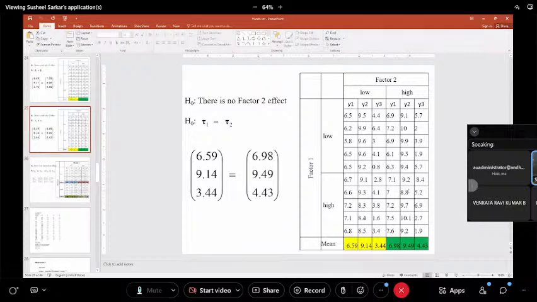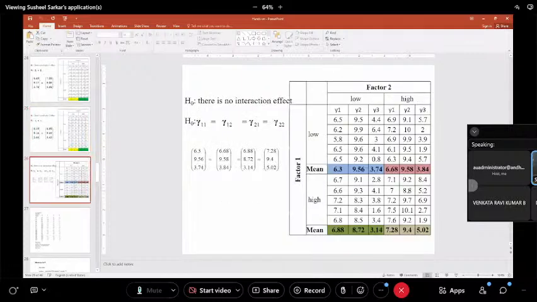Now the third hypothesis was that these are the four combinations. Factor 1 low, factor 2 low, this is one combination. F1 low, F2 high, this is the second combination. Third one is F1 high and F2 high, this is the fourth combination. Third was F1 high and F2 low.